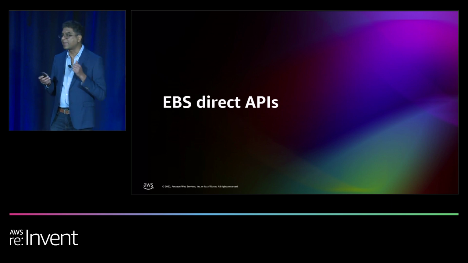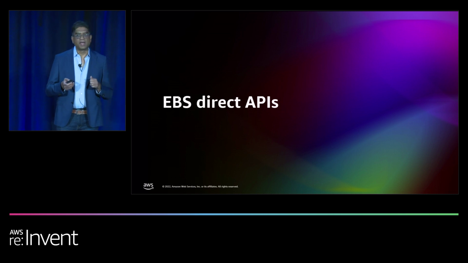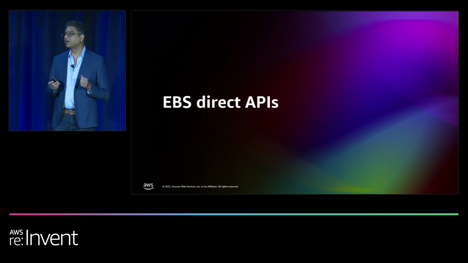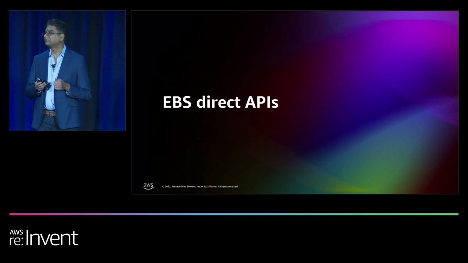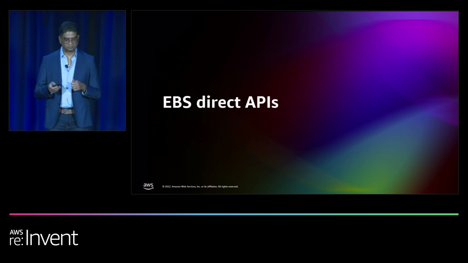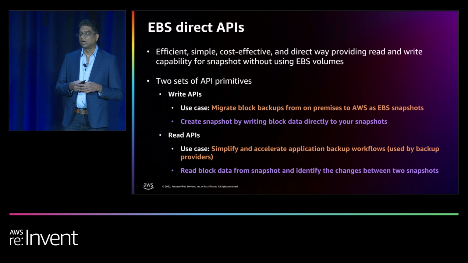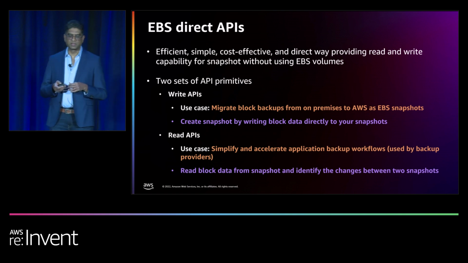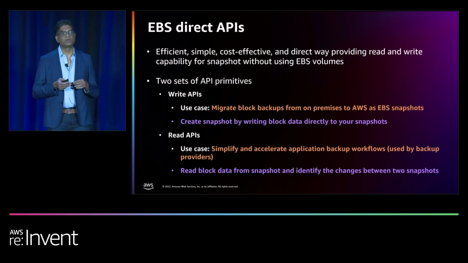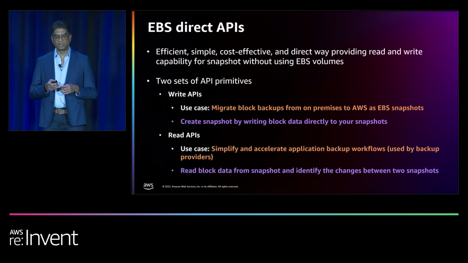And this brings me to my last topic, EBS direct APIs. But before I continue, how many of you have heard of EBS direct APIs or used EBS direct APIs? Okay. Looks like not a lot of people have exposure to it. So we launched EBS direct APIs in 2019 because many of our customers wanted a simple and cost-effective way to read and write directly to an EBS snapshot without creating an EBS volume. It has two sets of APIs. One is write APIs, and another one is read APIs.